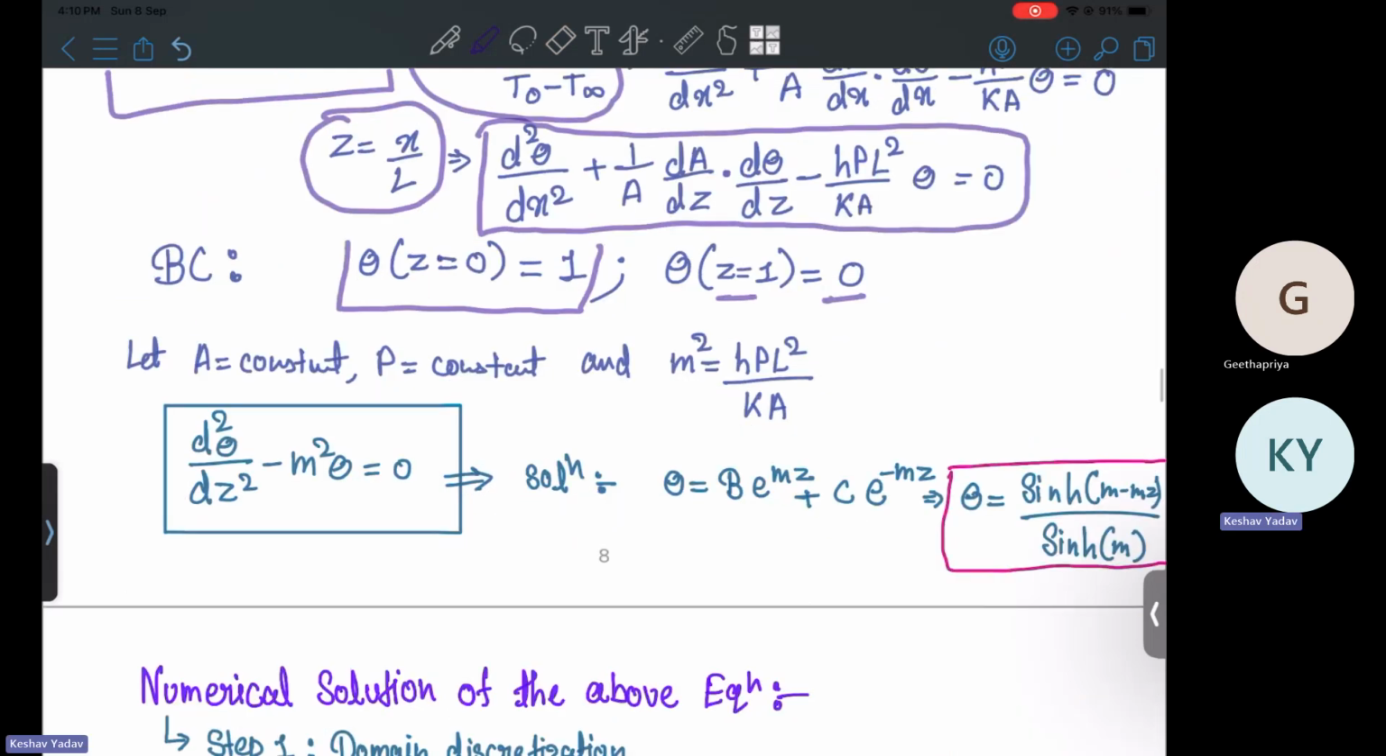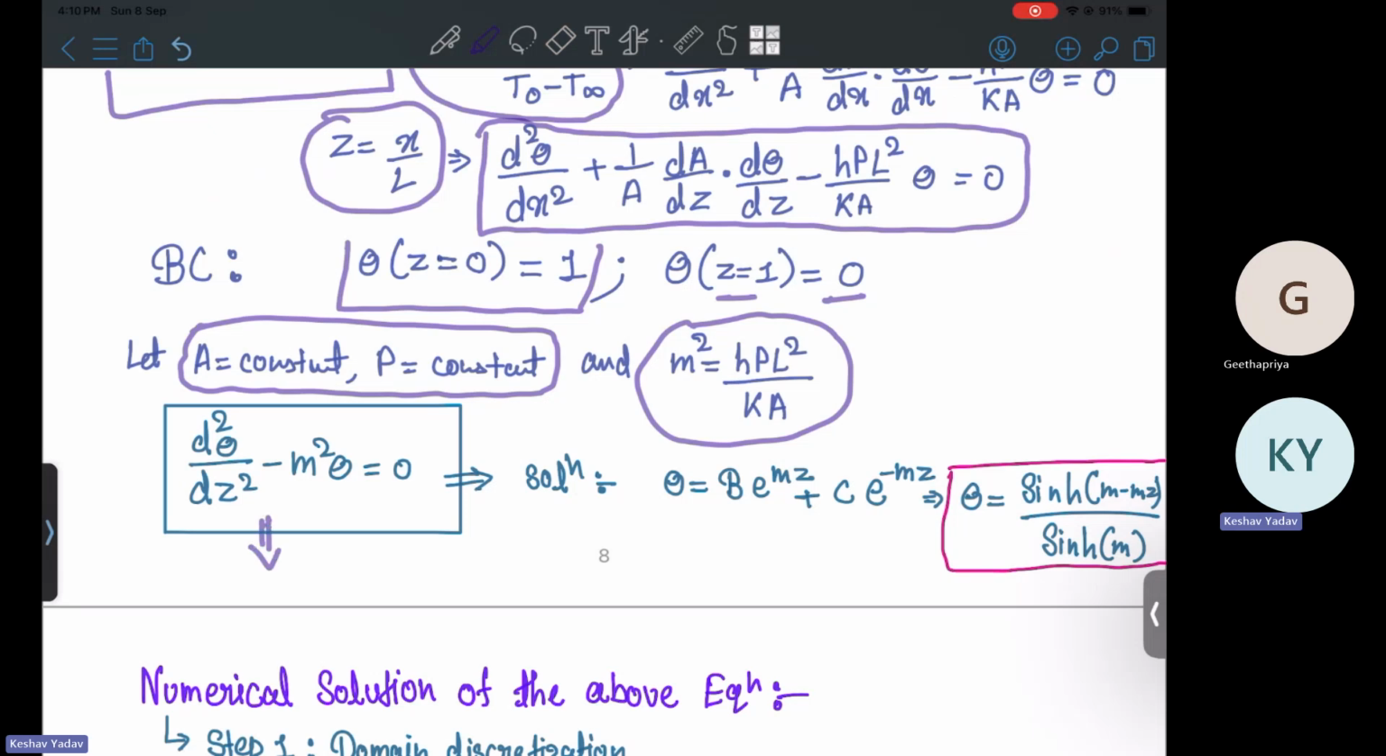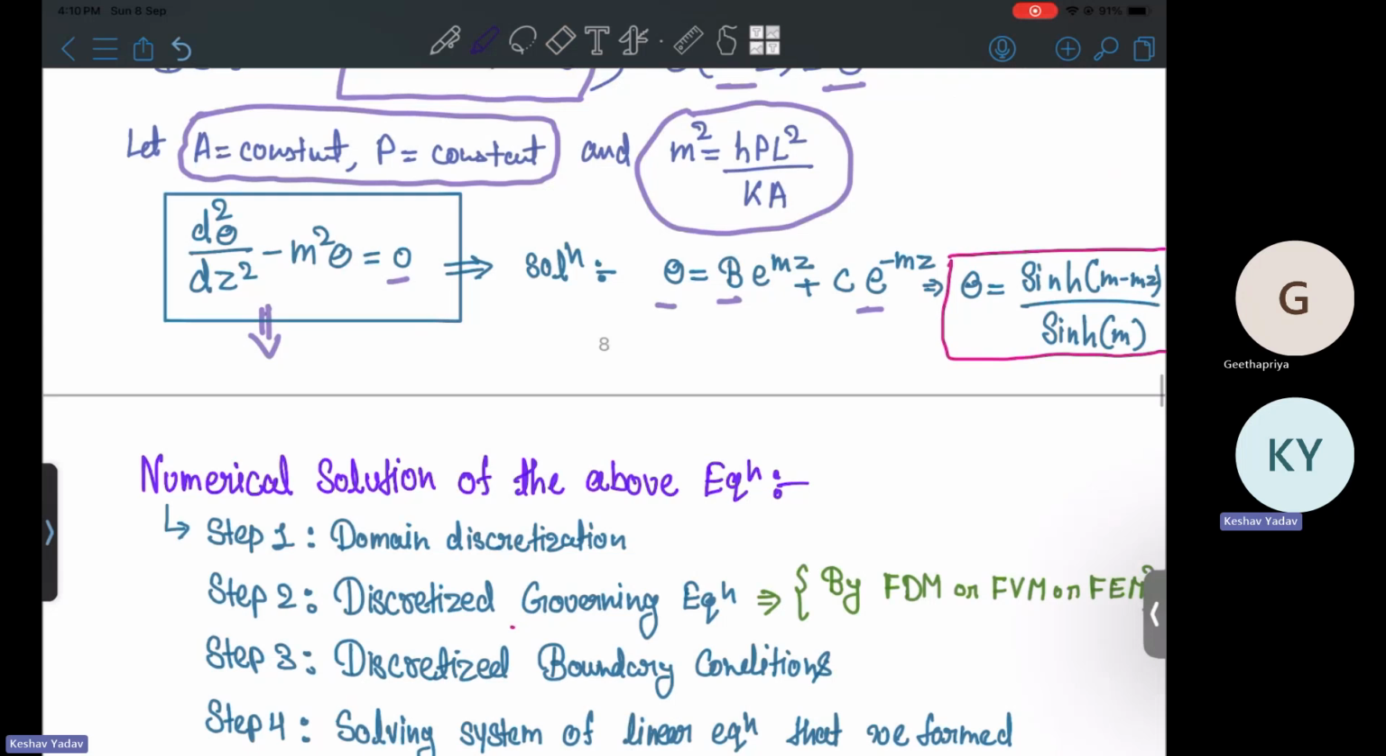Now we are simplifying the problem by saying the area and perimeter are constant, and I am assuming hP L square upon kA is equal to m square. So this will lead to d2 theta upon dz square minus m square theta equal to 0. Now this equation can be solved analytically. So the solution will be what? Theta will be equal to some constant B multiplied by e to the power mz plus C e to the power minus mz. Okay. Then you put the boundary condition and find out the solution.